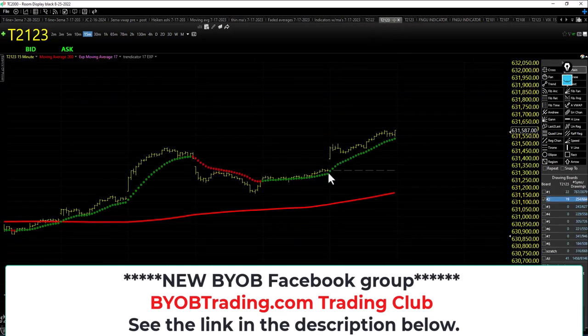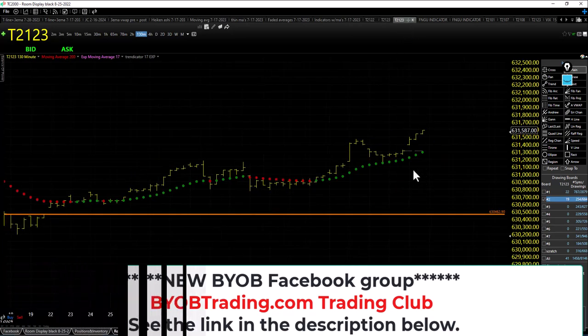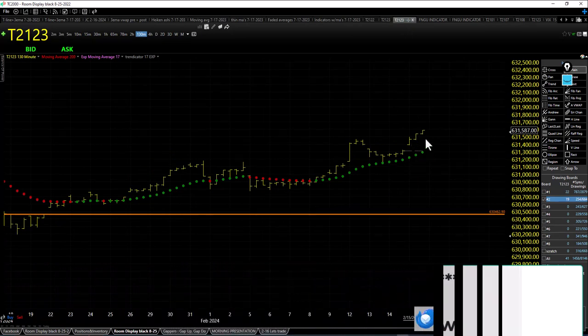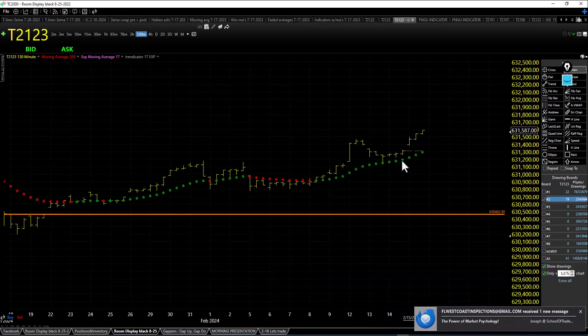T2123. Started green, ended green, green the whole way through. T2123 3-bar chart. A whole lot of space opening up now. We were back here before, not much space. Now you can see we got a lot of space between trend indicator and price action.